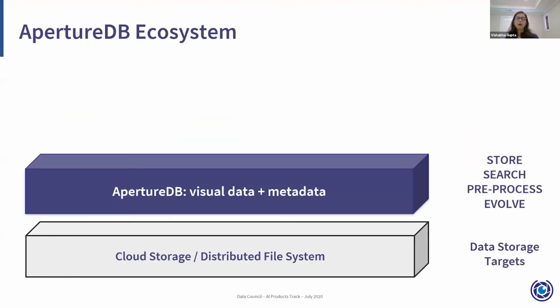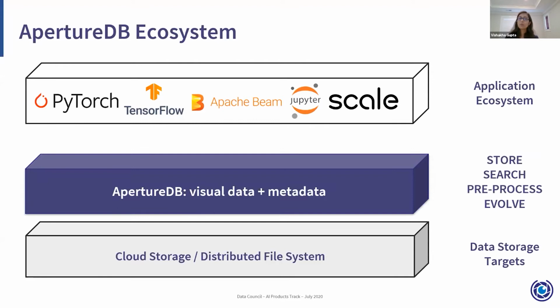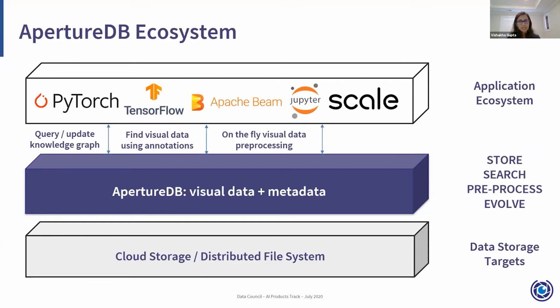ApertureDB can layer on top of existing cloud or a distributed file system storage containing visual data and manage various assets. It can respond to queries from different machine learning frameworks, UI or visualization frontends, labeling frontends, and can be made part of an analytics pipeline. The queries can add, modify, or search visual data and metadata, annotations or embeddings. You can perform on-the-fly visual pre-processing and do more machine learning related tasks like taking snapshots of the data that you were training on. Luis will demonstrate some of these features shortly.